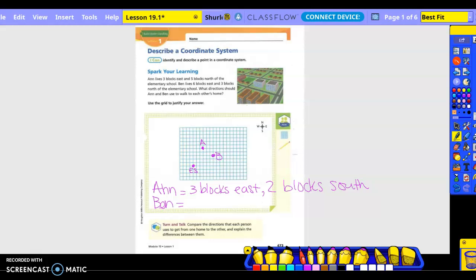So for Ben, he would need to go 3 blocks west and 2 blocks north. And then once again, could he switch it and do 2 blocks north and then 3 blocks west? Yeah.